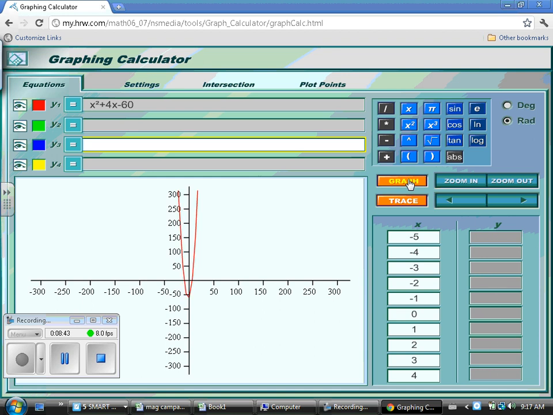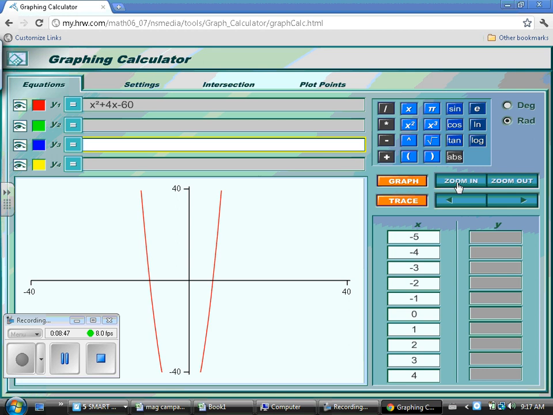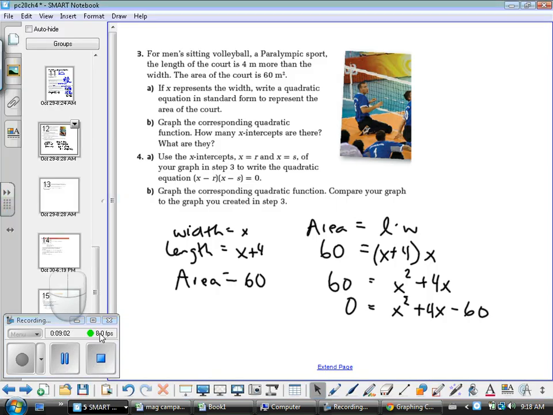Okay, what do we get? I'm going to zoom in on that. I think I see intercepts at about 6 and negative 10. All right, so how many x-intercepts are there? 2 intercepts. They are 6 and negative 10.